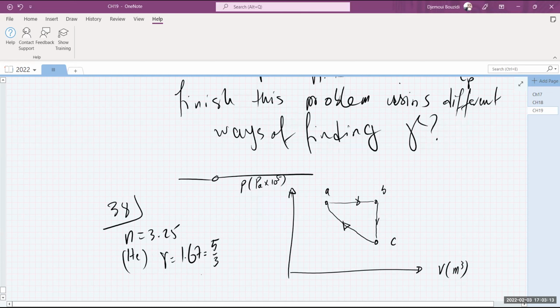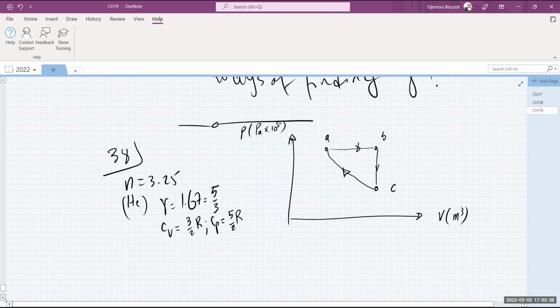So we know that they're asking me for Cv. Cv is equal to 3/2 of an R, and Cp is equal to 5/2 of an R. This is what helium is. It's a monoatomic gas. So there is some information that is implied. The minute you look at it, you know exactly what you're dealing with. You know a lot about the problem just by reading what the problem is saying.